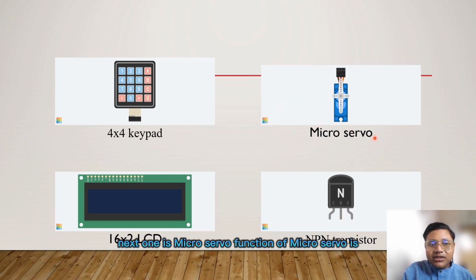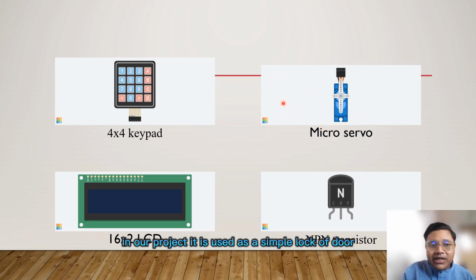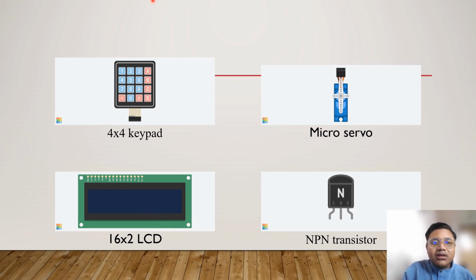Function of micro servo is it will rotate 90 degrees or 180 degrees. In our project, it is used as a simple lock of door. The next one is 16x2 LCD. This LCD is to display the user input from the keypad so that the user can read what character or number he or she has input.